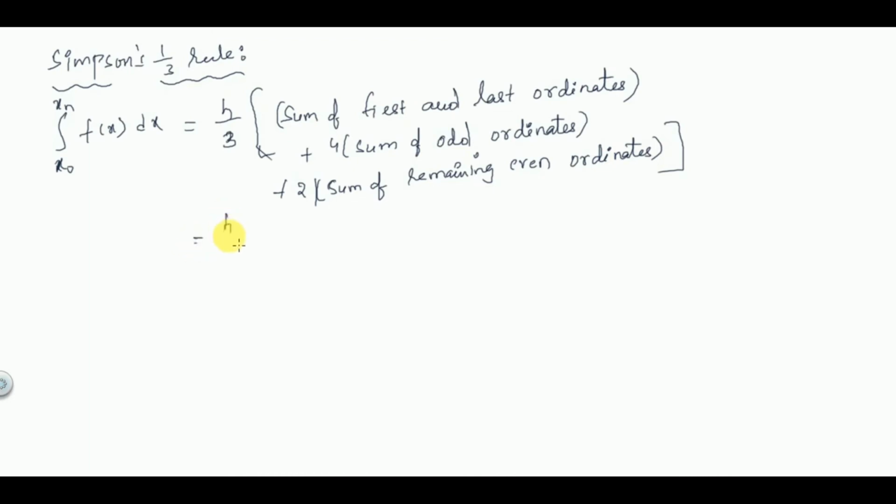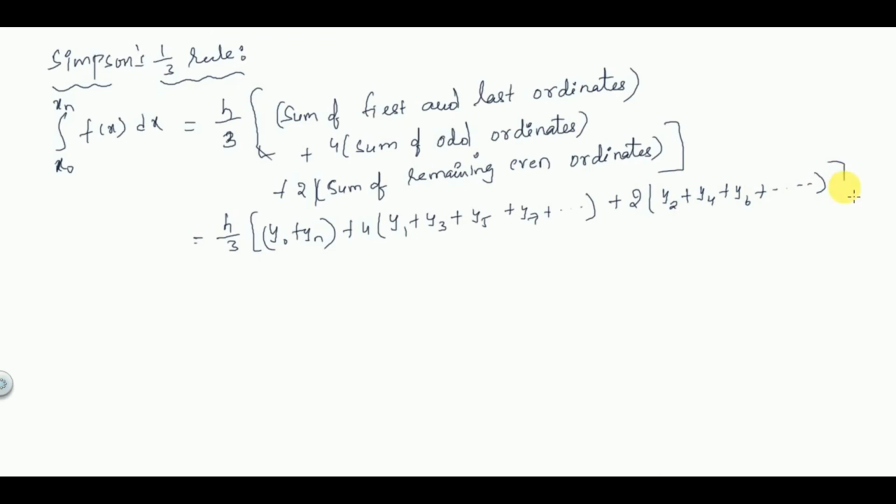Generally writing, h by 3 into y0 plus yn, the sum of first and last ordinates, plus 4 into the sum of odd ordinates y1, y3, y5, y7 and so on, plus 2 into even ordinates, that is y2 plus y4 plus y6 and so on. So this is the formula for Simpson's 1/3 rule.